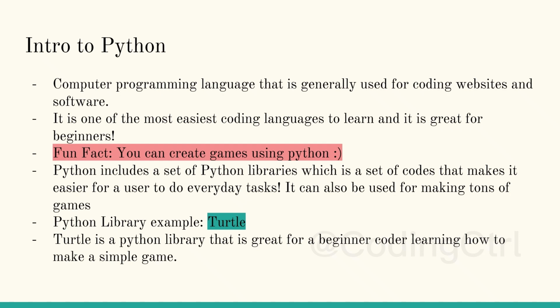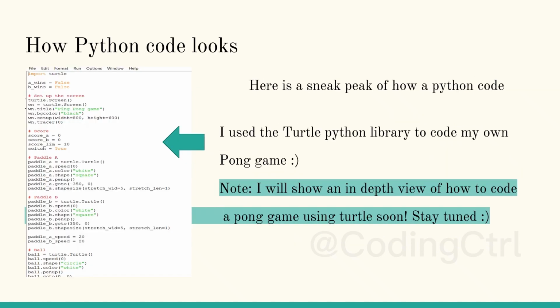So let's continue. Here's a sneak peek of how a Python code actually looks. In this example, I used the Turtle Python library to code my own Pong game. Also, please keep in mind that I'll definitely show an in-depth view of how to code a Pong game using Turtle very soon, so stay tuned for that.